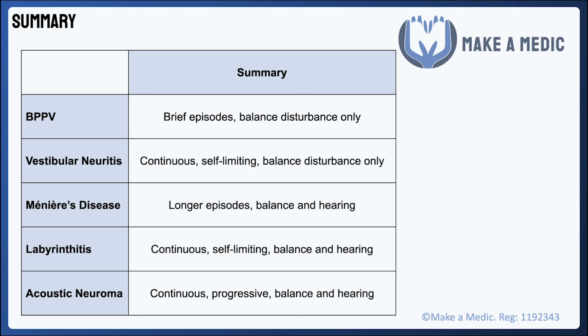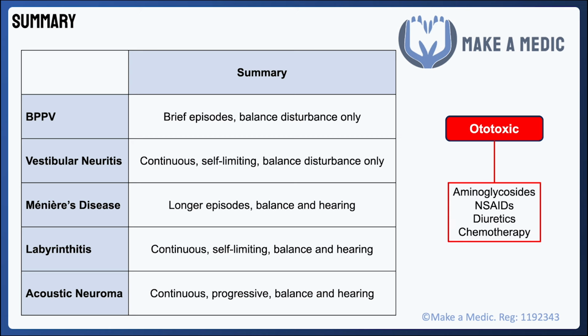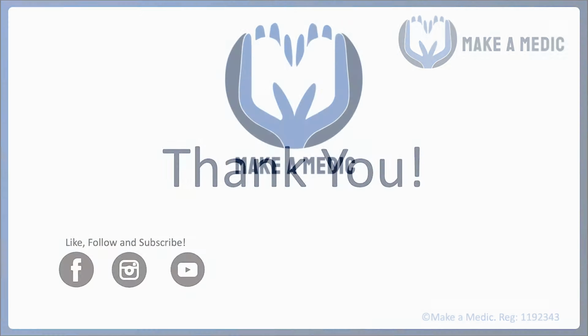And if the patient doesn't seem to fit with any of these conditions, then you might need to check their medication history and look for drugs that can be toxic to the inner ear. These include aminoglycoside antibiotics such as gentamicin, NSAIDs, diuretics, and even some chemotherapy agents such as cisplatin.